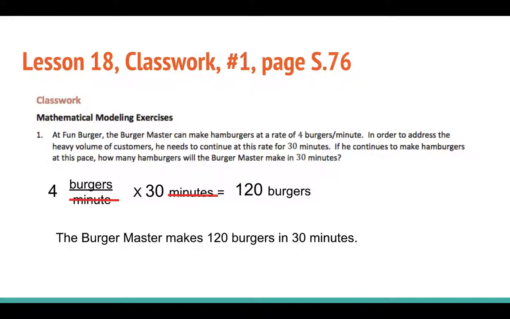Okay, so you can now pause this video to copy. So what you've done, ladies and gentlemen, is just solved for 1 unit here, right? So we're looking for the number of burgers. Crossed off the minutes, because those are the 2 things they had in common. Now we're left with burgers, and that tells us that he makes 120 burgers.